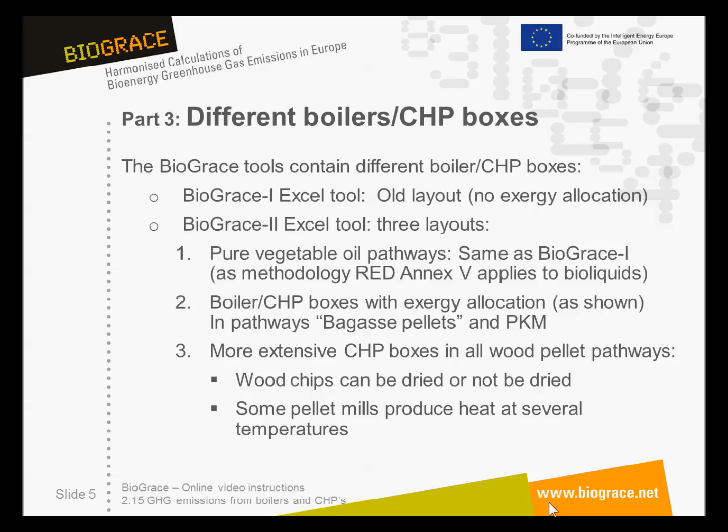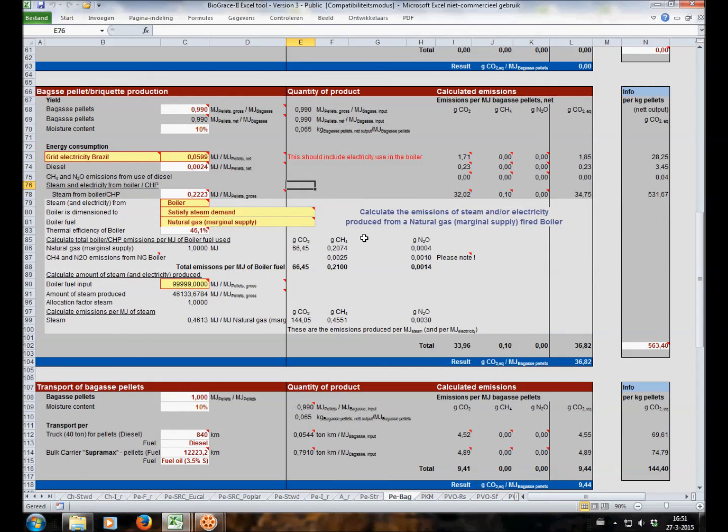Now in this video instruction I have shown you the different layouts of the boiler CHP boxes. The most important part of this instruction was part 2, in which I explained in detail this boiler CHP configuration, which will often be used in future versions of the BioGrace Excel tools. The timing of updating the tools will depend on the timing of the update of RED Annex 5.